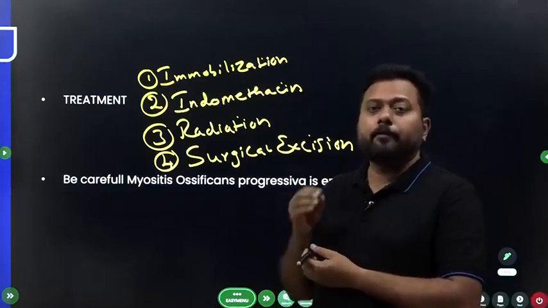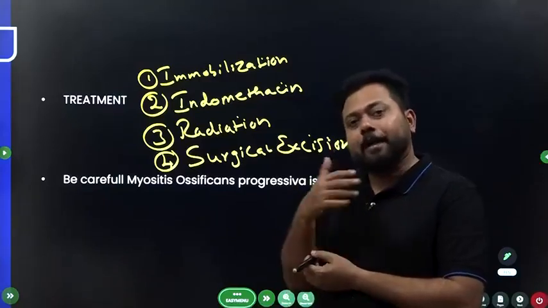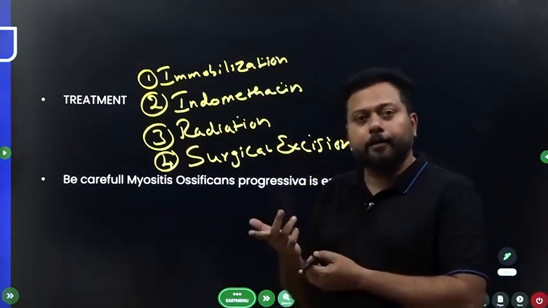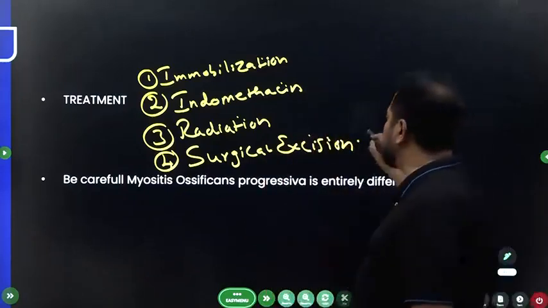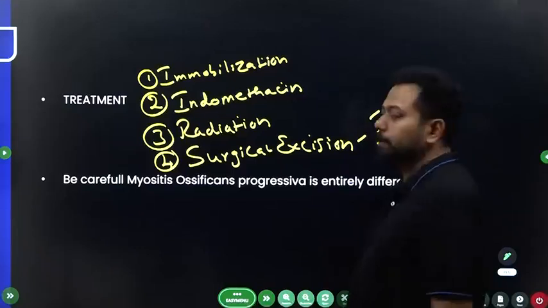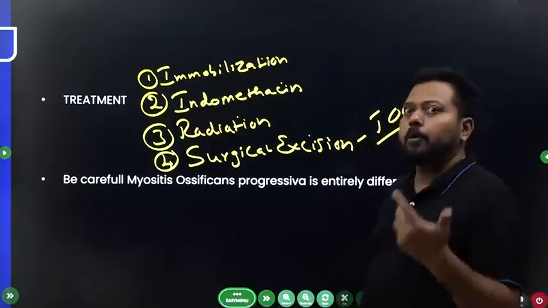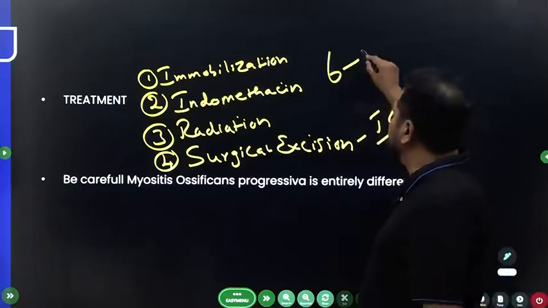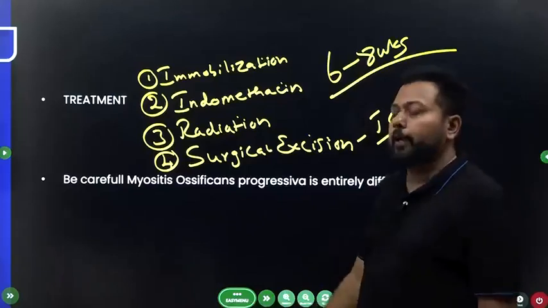Why does it stress this? When you give a shot of radiotherapy and then excise the mass, the recurrence rate is less. So radiotherapy, and finally surgical excision. This is the treatment of choice, but you can't do it all of a sudden. You should allow the mass to mature. This will take 6 to 8 weeks minimum. Okay, good.